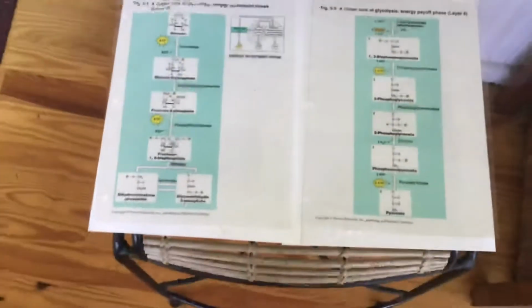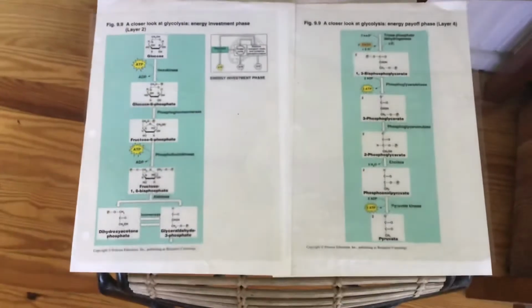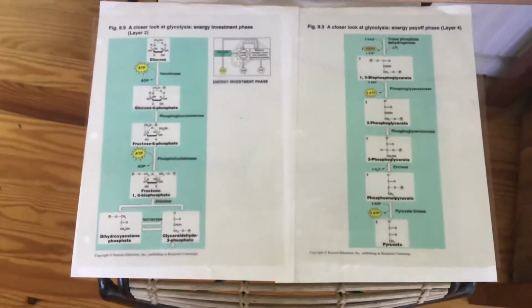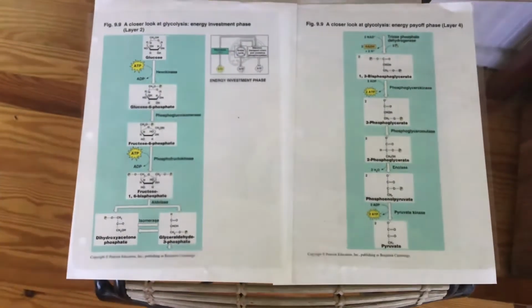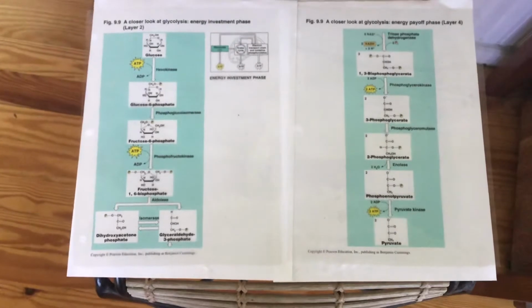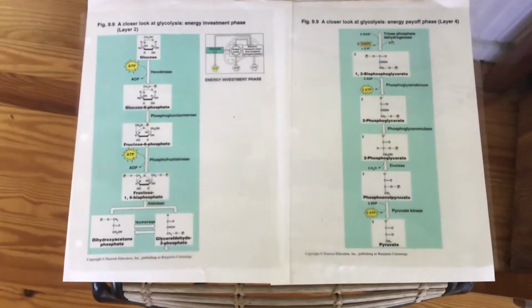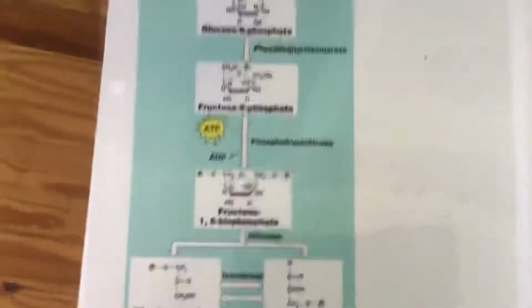Now you can see this is a 10-step process. You do not have to know the names of all the molecules in all 10 steps. What I want you to do, though, is see generally what's going on, what we started with, what we ended up with, and what was used in the process. Okay, so let's just go through it one thing at a time.